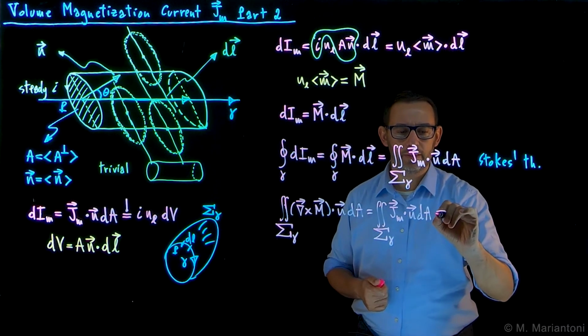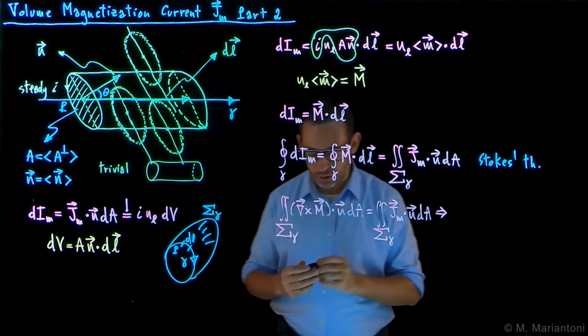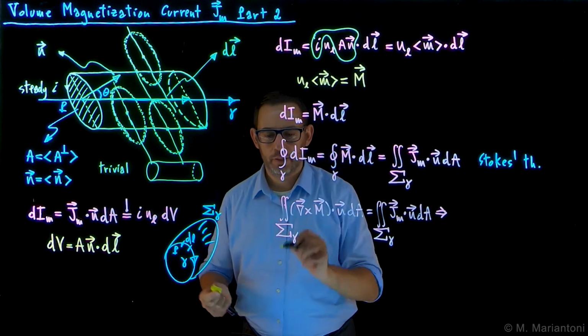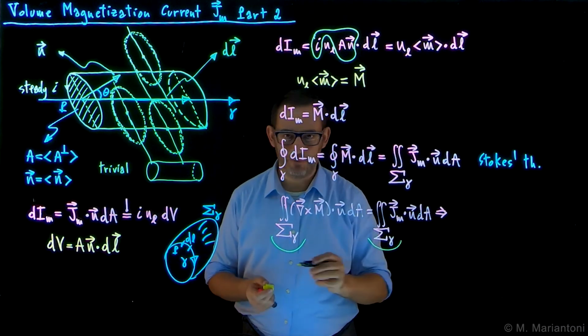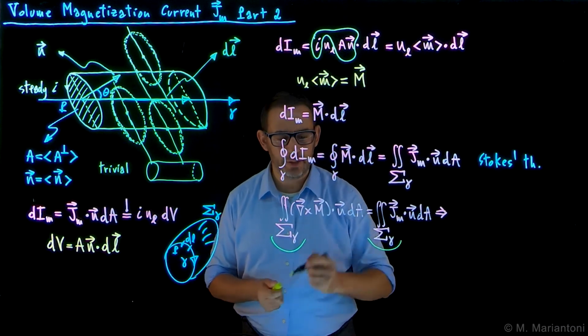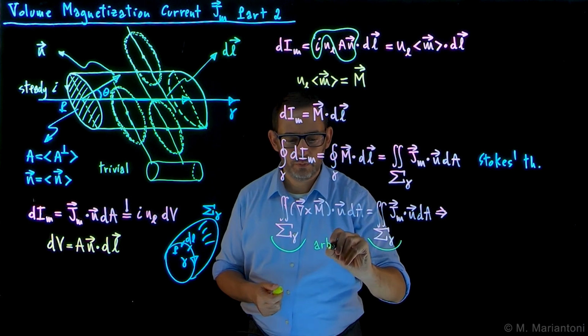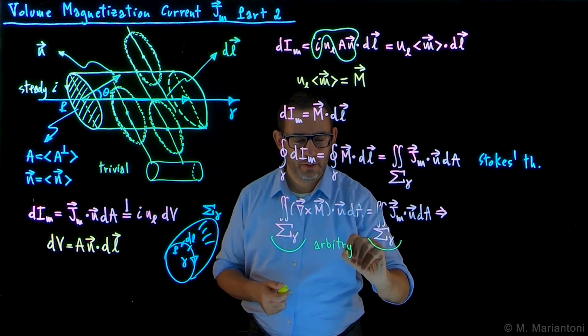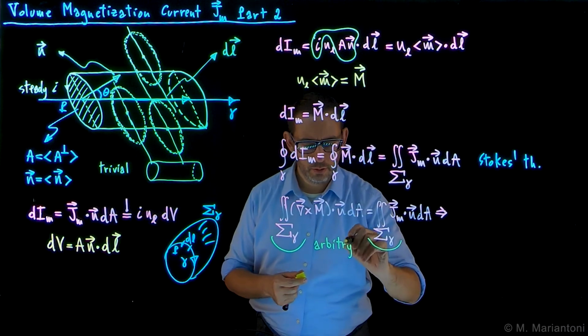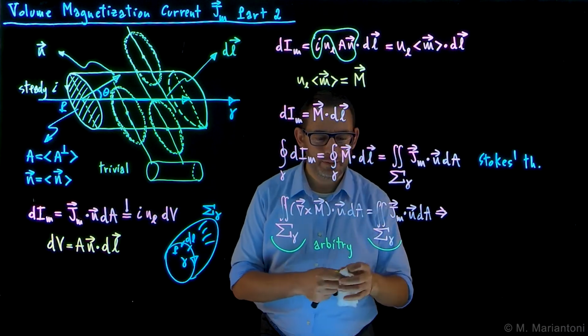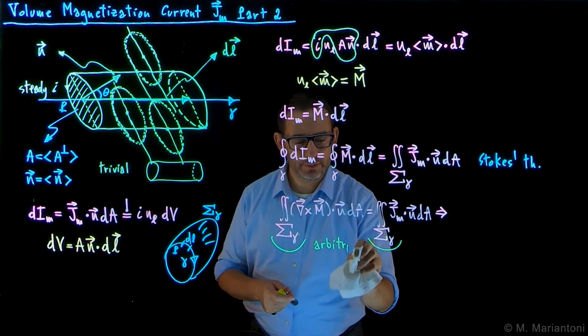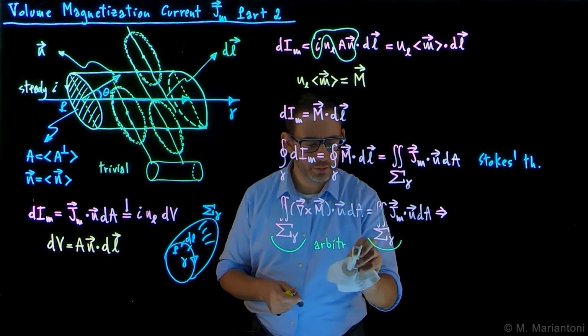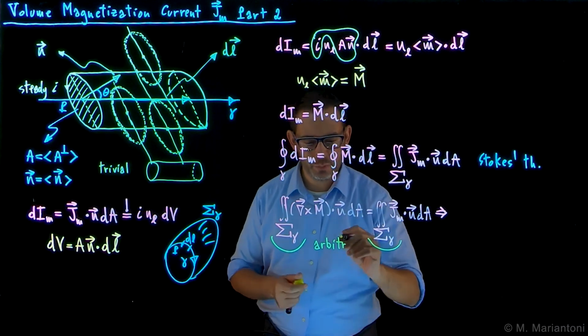Well, we know that due to the arbitrariness of sigma gamma, which is also a fixed surface in space, since it's arbitrary, as always, we can simply equate the arguments of these integrals, the integrand functions. This is the usual proof we have done many times.